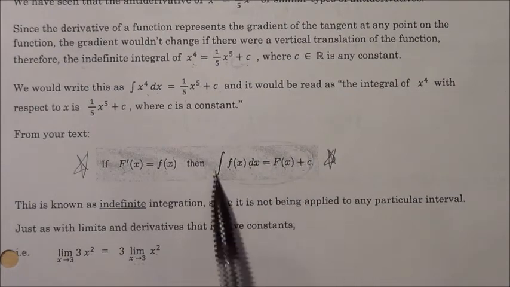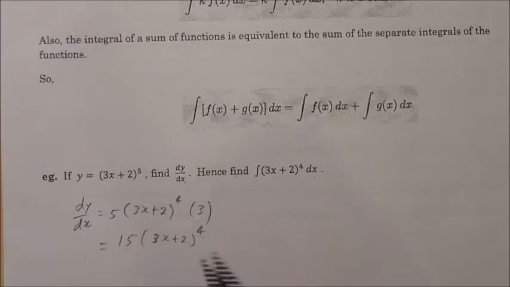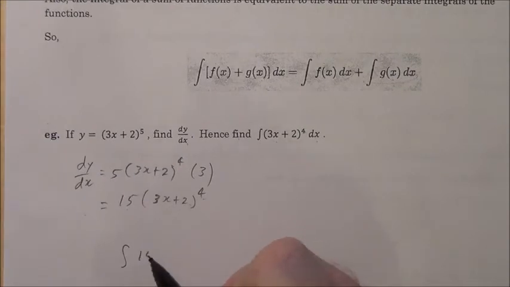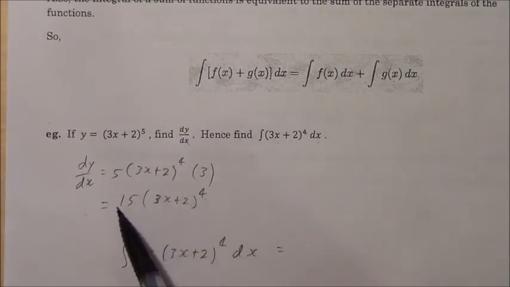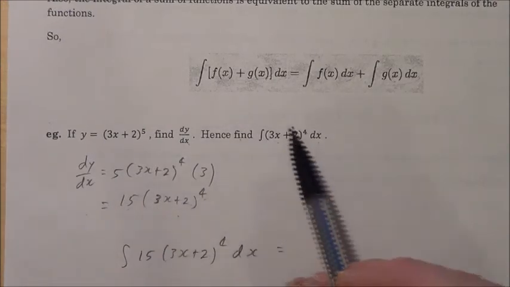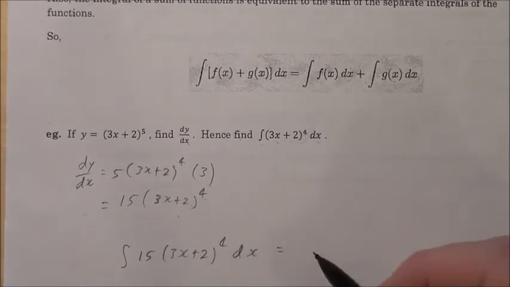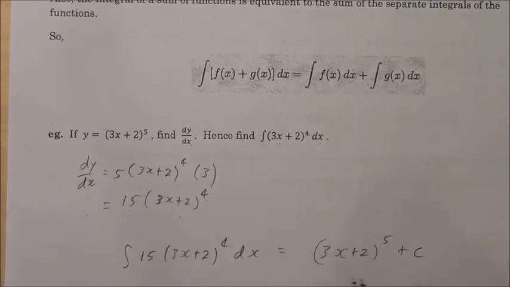Okay, so if we start with this format right here, we will say that the integral now of 15 (3x plus 2) to the power 4 dx. So this is the function we have, but we want to just take the integral of that function without the 15, so we'll deal with that in a second. So that's going to give us (3x plus 2) to the power 5 plus c. So this is that capital F of x plus c.